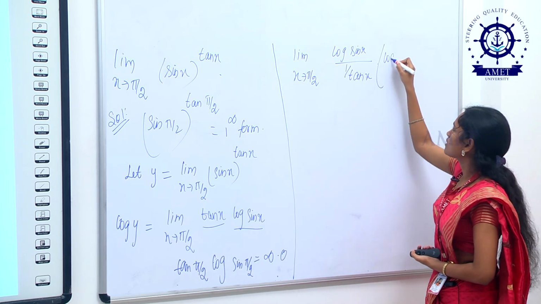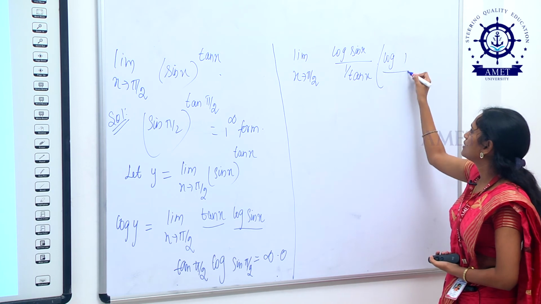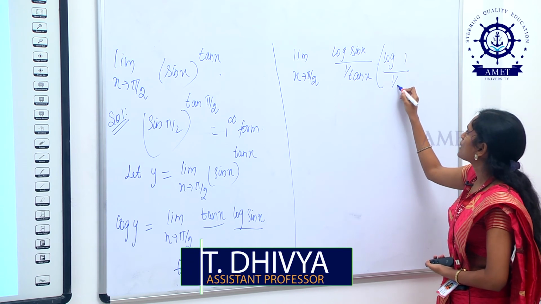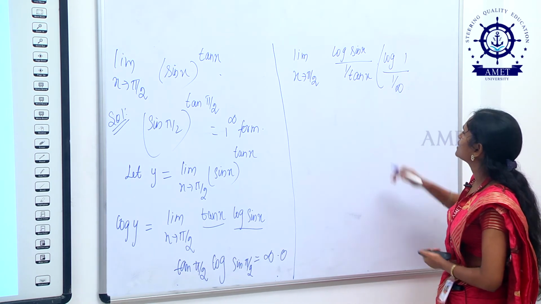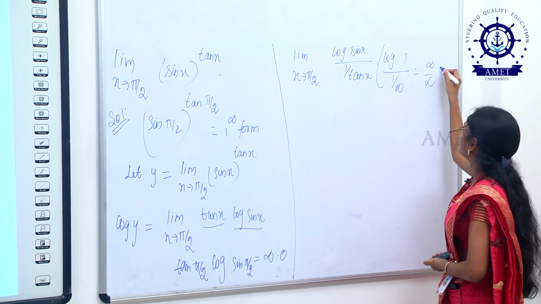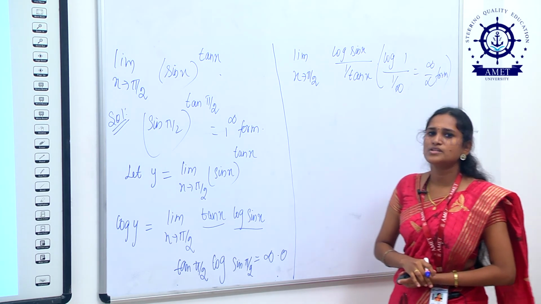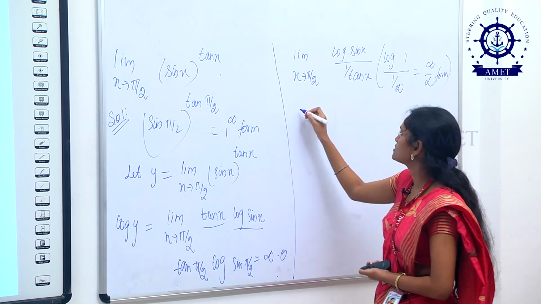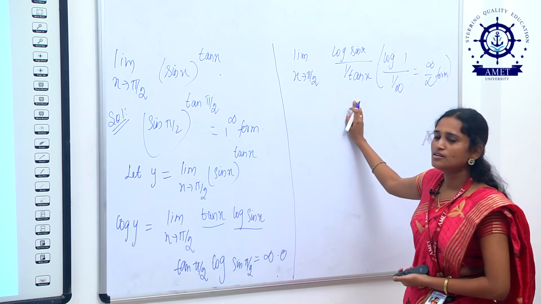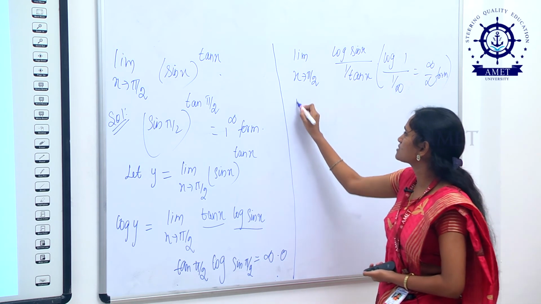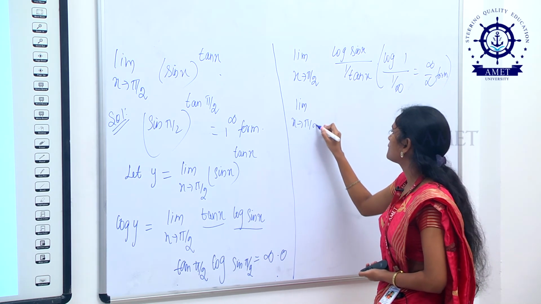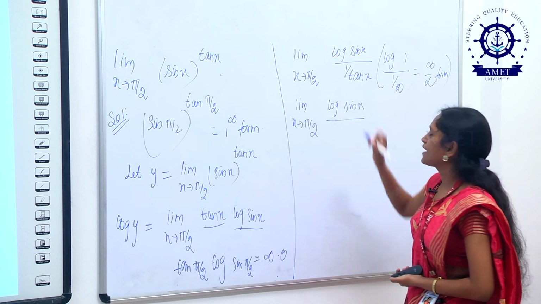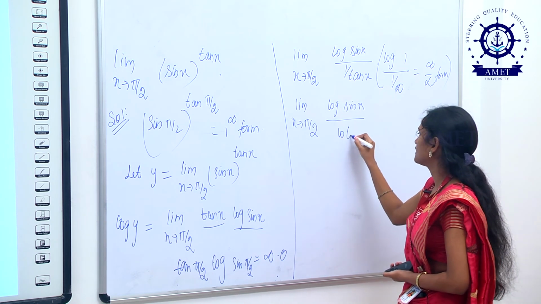So substitute: log of sin pi by 2 divided by 1 by tan pi by 2, and tan pi by 2 is nothing but infinity. So it has an infinity by infinity form. So infinity by infinity form means what we have to do? Differentiate the numerator and the denominator separately. Before that, let me make some simplification: limit x tends to pi by 2 of log of sin x divided by 1 by tan x. So 1 by tan x is nothing but cot x.